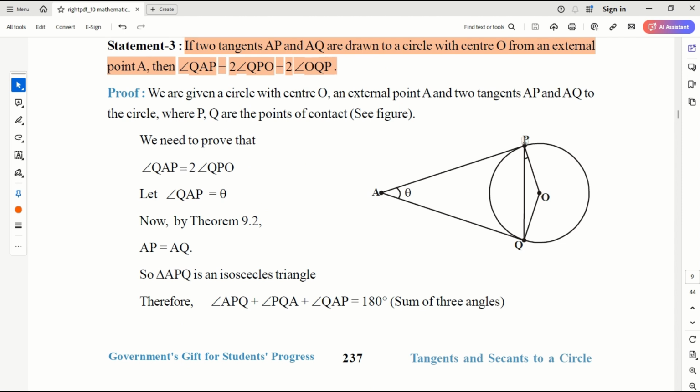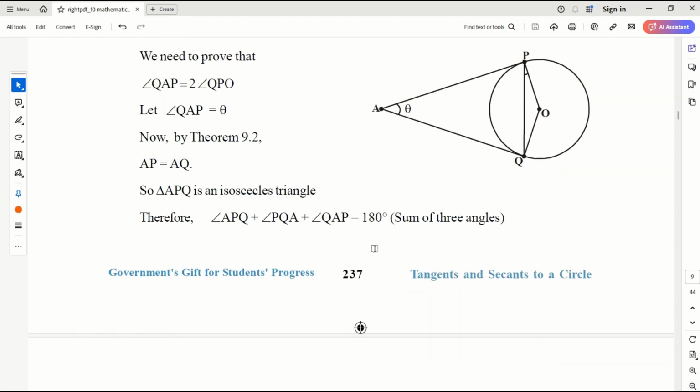Now we know that this complete angle, angle OPA, is 90 degrees. Out of that, QPA is 90 minus theta by 2. So obviously, OPQ is theta by 2. Similarly, this is also theta by 2. So these two angles are theta by 2. If the angle made at the external point A by two tangents to a circle is theta, then these two angles will be theta by 2.